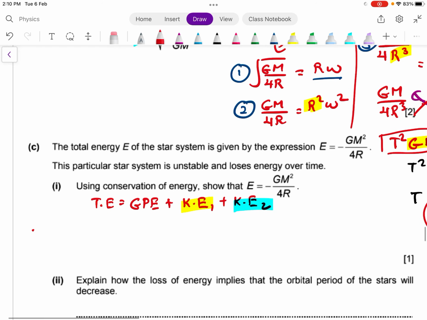Okay, now let's move on to part C. Part C is a bit harder. The total energy of this system is given as such.